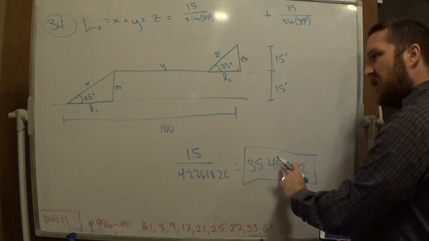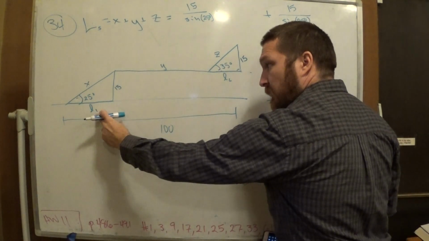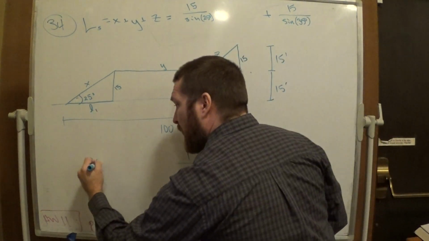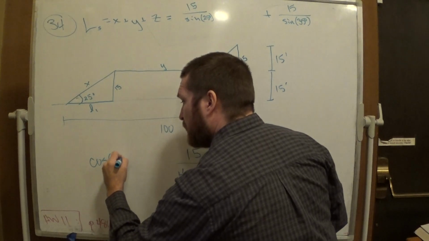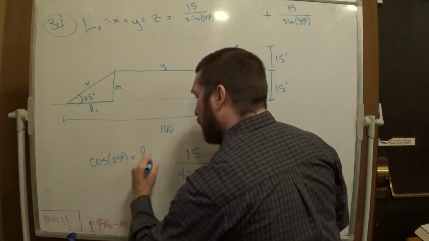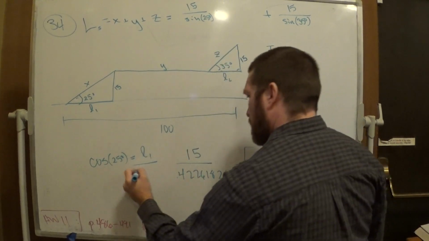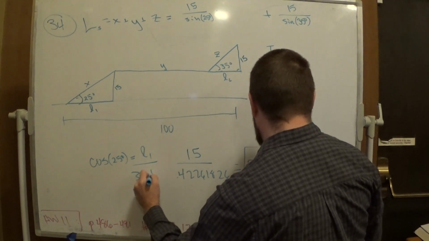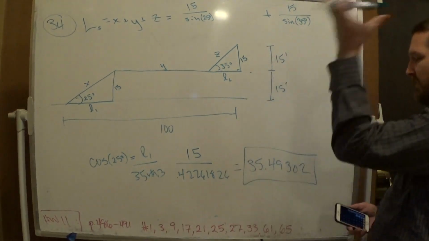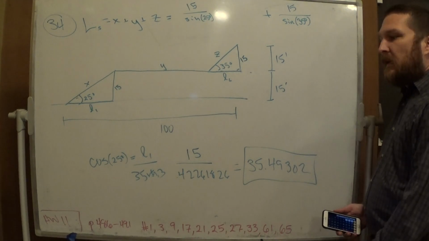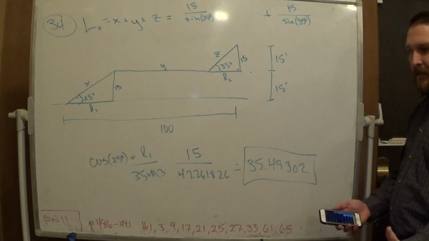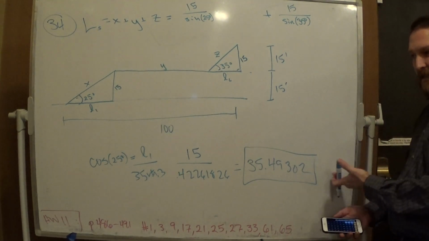If you then use this to compute this length, which you could say cosine 25 degrees is equal to L1 over x. And so you go 35.493, and then you get lazy and you don't even bother to write the O2. It's not going to be as accurate, is it? Like you're chopping off digits.